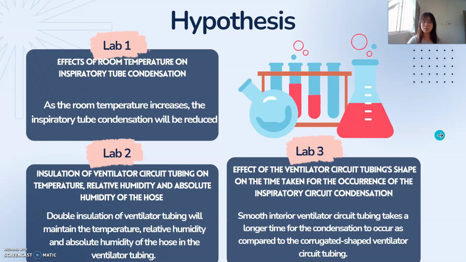The third experiment is to study the effects of the ventilator circuit tubing shape on the time taken for the occurrence of inspiratory circuit condensation. The assumed result is that the smooth interior ventilator circuit tubing will take a longer time for the condensation to occur as compared to the corrugated shaped tubing.